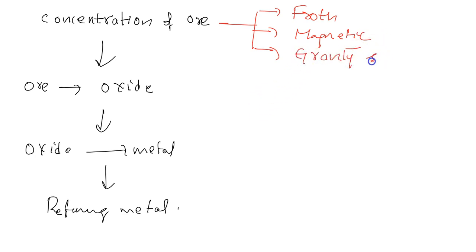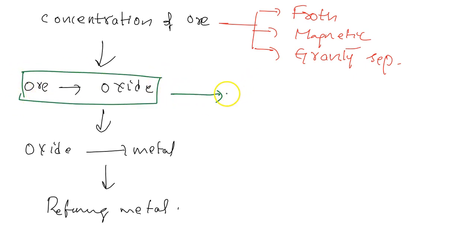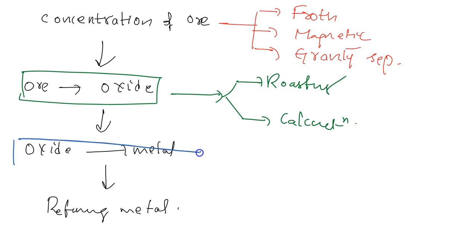Gravity separation is nothing but separation with the help of density. Based on density we separate. And after that, once you are converting your metallic ore into oxide form, you can do it with the help of roasting, or you can also do it with the help of calcination. And you know about them in detail already. Very good. And now the next one, converting this oxide ore into the respective metal.